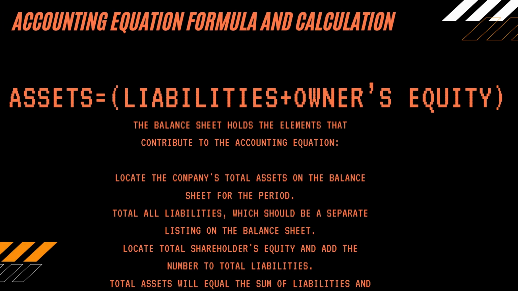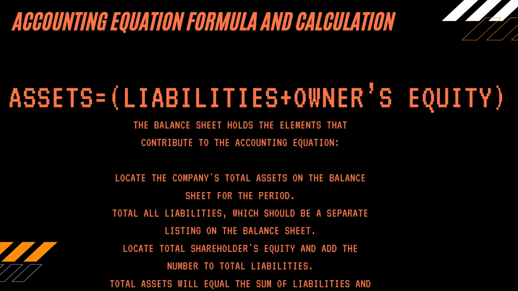The shareholders' equity number is a company's total assets minus its total liabilities. It can be defined as the total number of dollars that a company would have left if it liquidated all of its assets and paid off all of its liabilities.